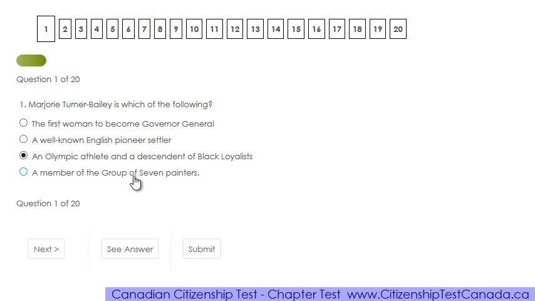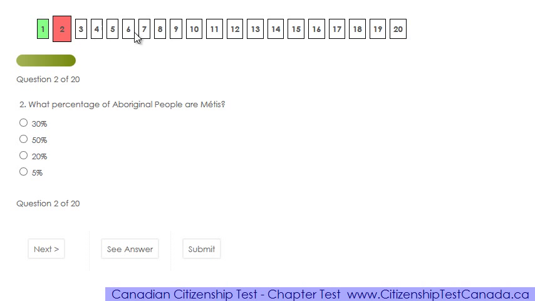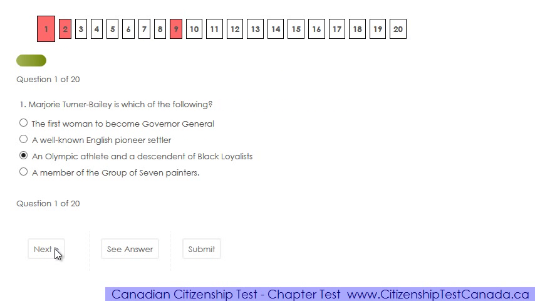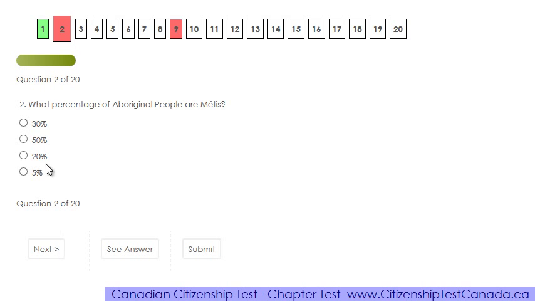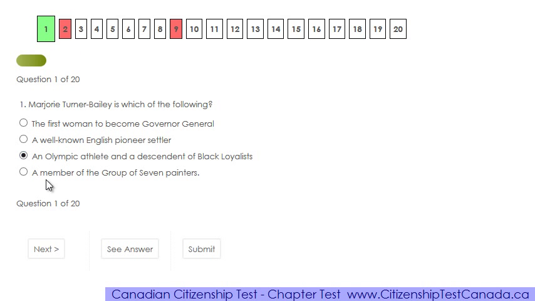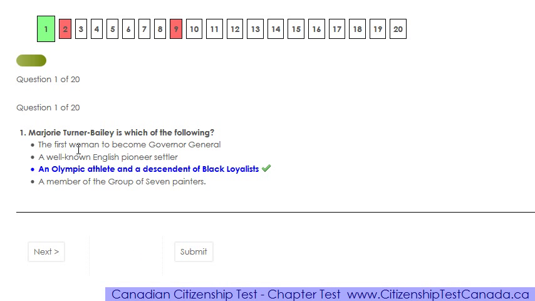A member of the Group of 7 painters? No, that is Emily Carr. Now, in order to get to the next question, we can click on any of these here to skip around, or we can click on Next to go forward and back. And if you do want to see an answer without waiting to get to the end, we have the option to see answer here. So we'll click on this button, and the correct answer will load in blue bold with a check mark. Let's go on to our next question.